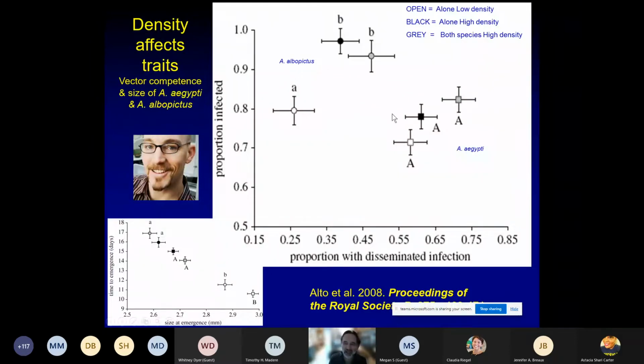One was each of the two species alone at low density, shown in the open symbols for albopictus and aegypti, and then alone at high density, shown in the black for the two species, where they will be subject to intraspecific competition for food. And then the two species together at the same high density, where they will have both inter and intra-specific competition for food.